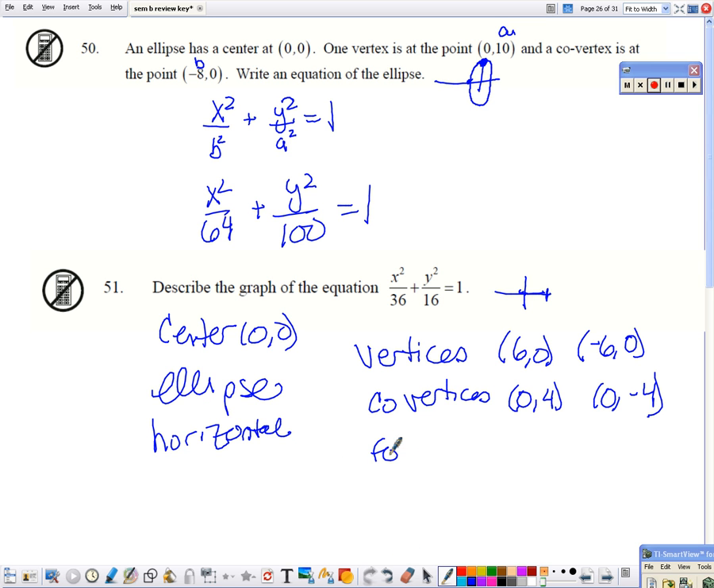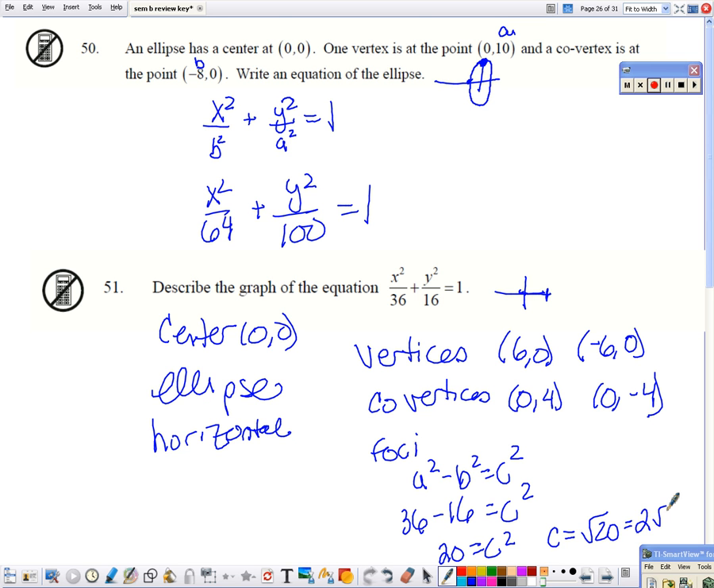I can even locate my foci. So 36 minus 16 equals c squared. So c is root 20, which is 4 times 5, so 2 root 5. So my foci are along the major axis. So that's at 2 root 5, 0, and negative 2 root 5, 0. And those are the foci.